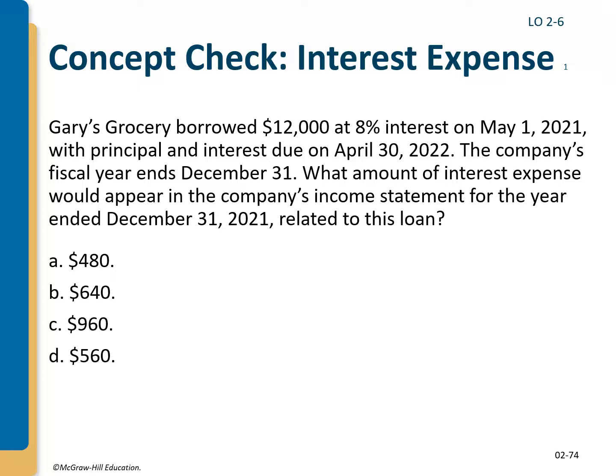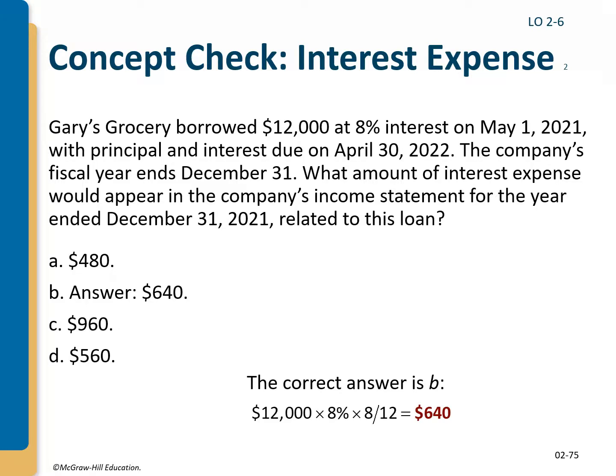That would have been calculated and recorded as an adjusting journal entry, $640. 12,000 times 8% times 8/12. Be careful. All of May, because the loan began May 1st. All of May, all of June, all of July, all of August, September, October, November, and December. So this company would have debited interest expense and credited interest payable, $640.